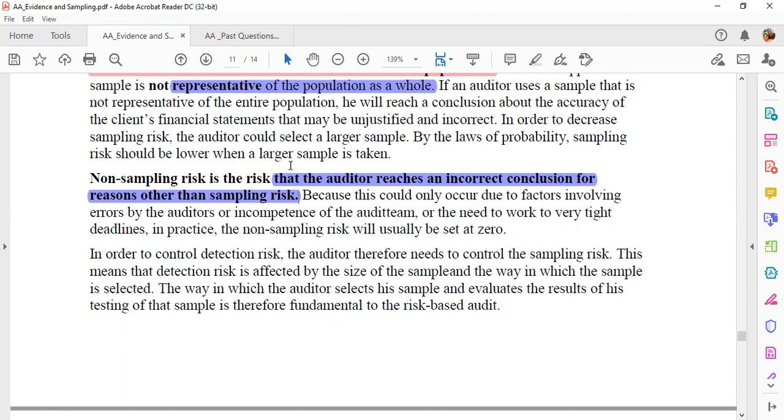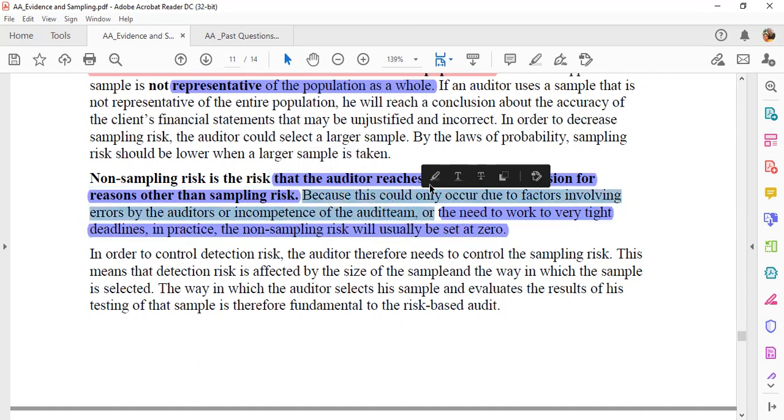very tight deadline. In practice, non-sampling risk will usually be set at zero. We always assume that this one is not going to be possible. So that's why in practice, our non-sampling risk is usually zero. So please don't forget this. It's usually zero.